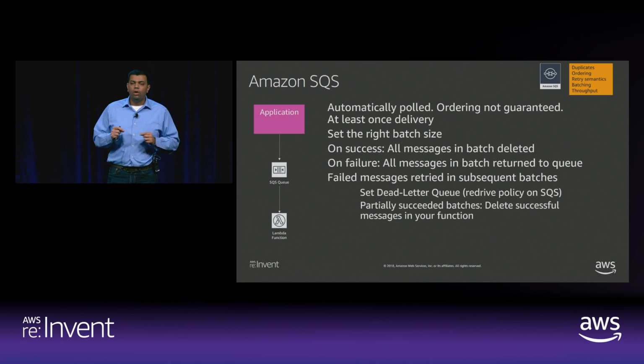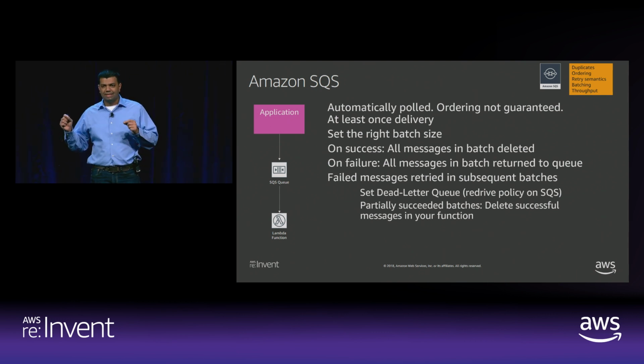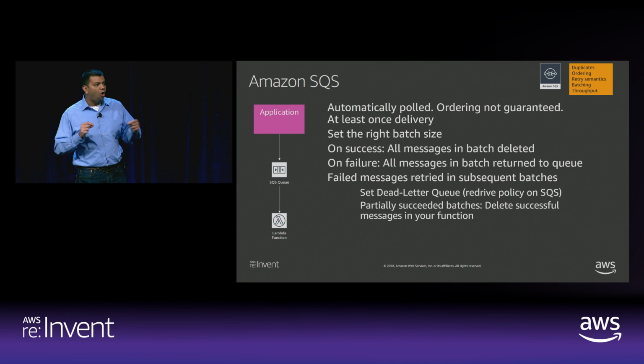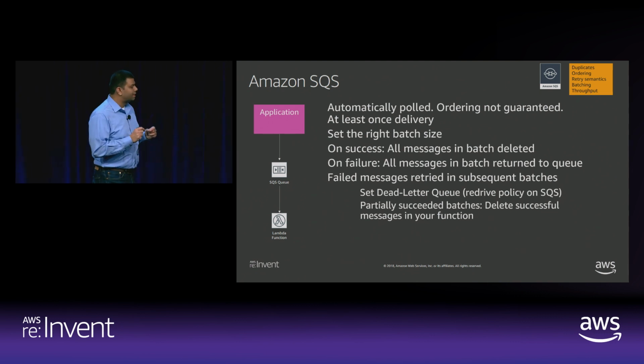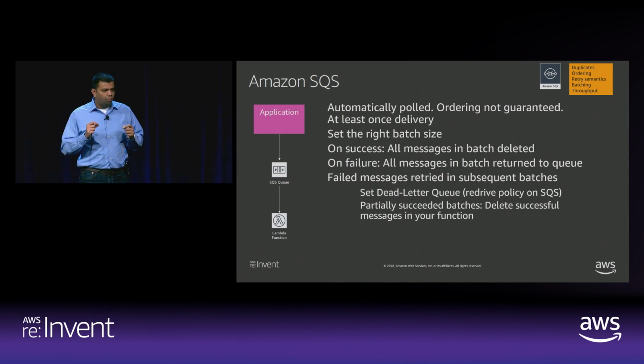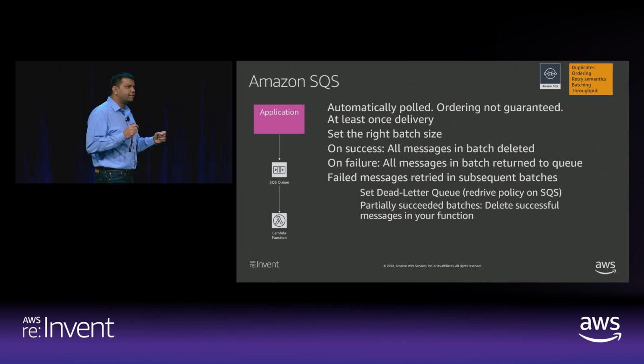And then if the batch succeeds, if your function succeeds, all the events that are in that batch are deleted from the queue. But if it fails, all the messages are returned to the queue. So that's the semantics that you should understand on this particular feature. If there are failures in your batch, the messages are all returned to the queue, and subsequent batches are going to retry those messages.